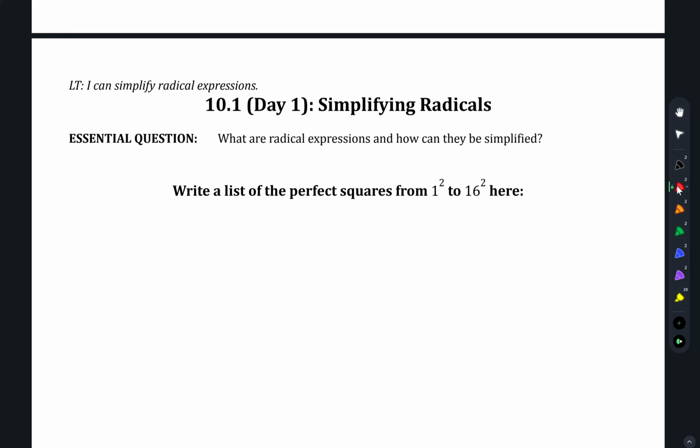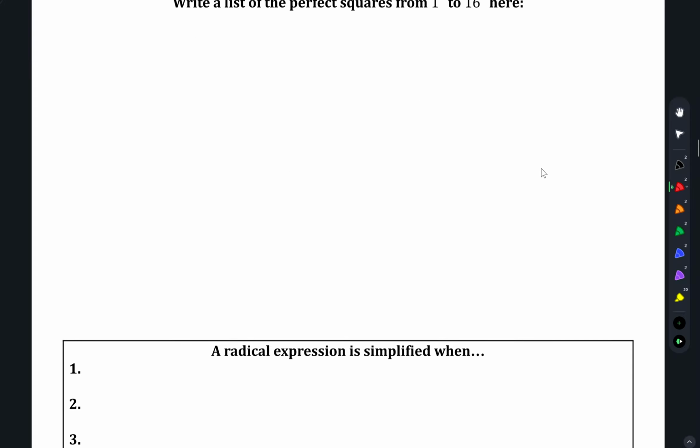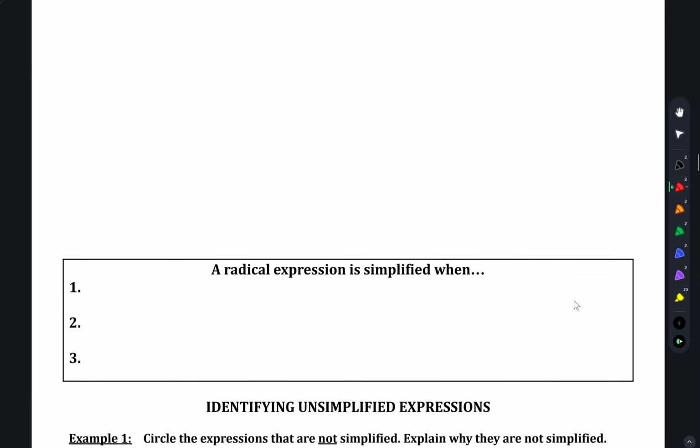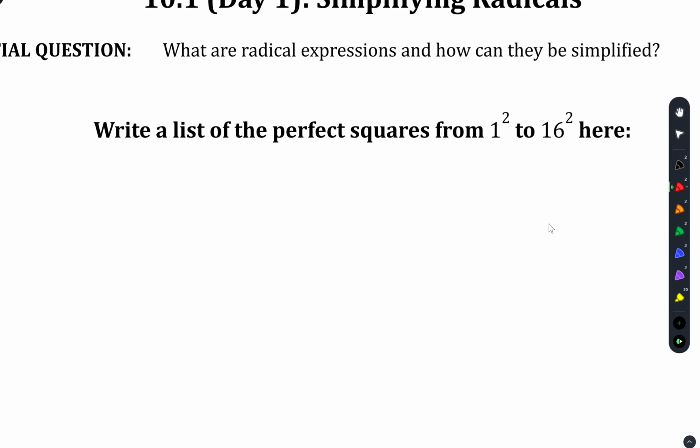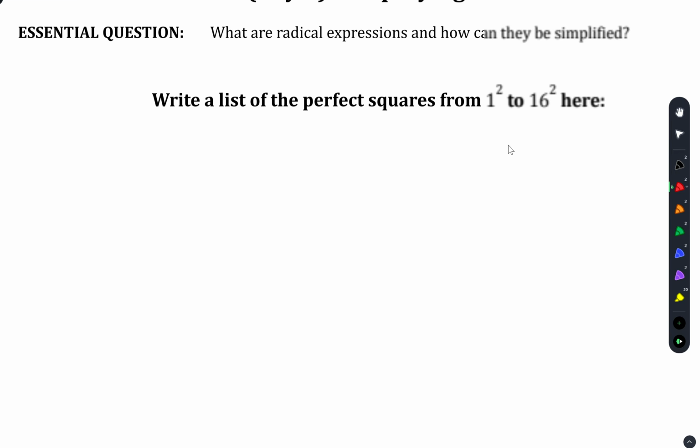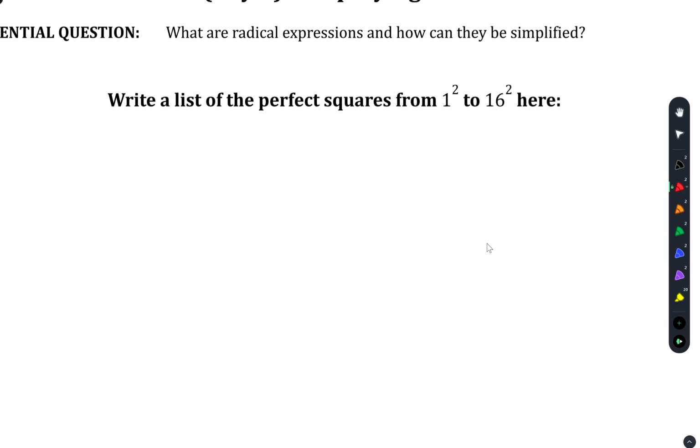For 10.1 day 1, we're going to do exactly what we have been doing for the last few days. And now we're really going to get into some of those nitty-gritty rules. So the first thing that we're going to do is, as always, list our perfect squares. We're going to go 1 squared to 16 squared here.